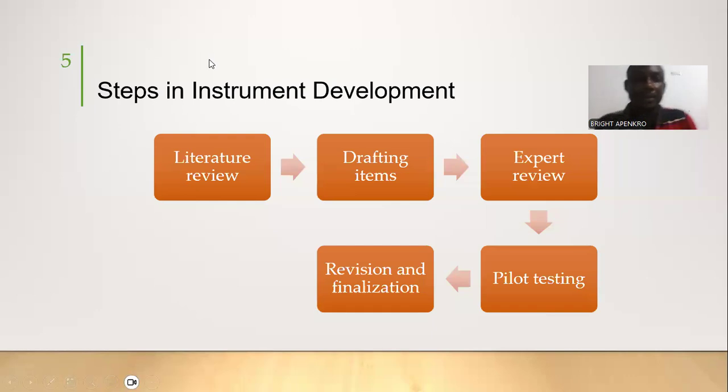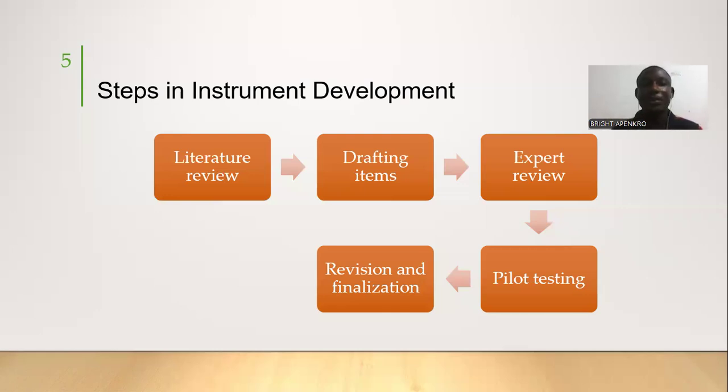Basically, we are looking at the steps involved in instrument development. Now, when we are talking about the instrument, what are we talking about? We are talking about your questionnaires, your interview schedules, your observation checklist, and also tests and examinations. Then we can also talk about rating scales. But what are the steps that we have to follow to develop this instrument?